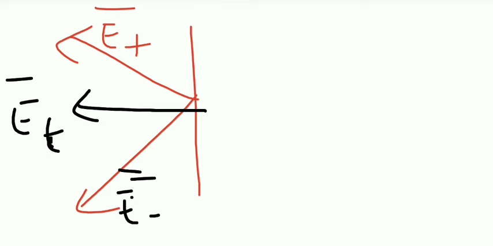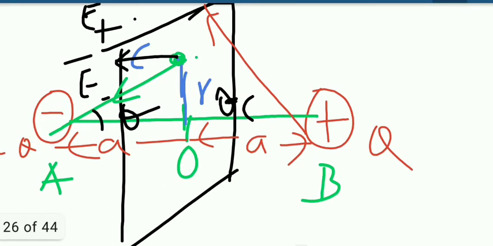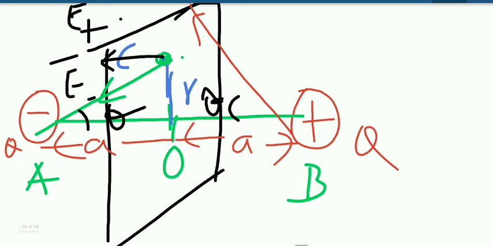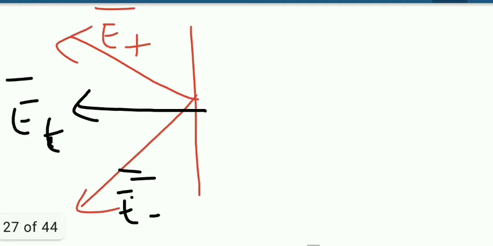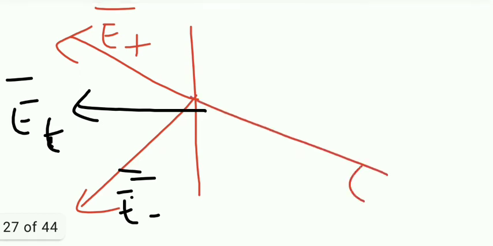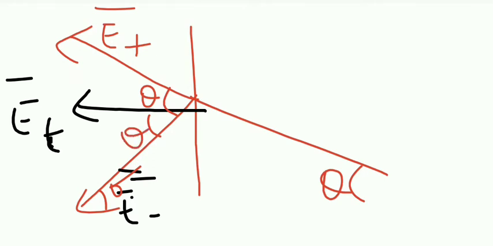Here you see, if this angle is theta, I think the diagram is changed. If this angle is theta, it means the same angle, only it goes here. So that angle also must be theta. So it is theta, which means here also it should be theta. Similarly, it is theta, which means here also it is theta.